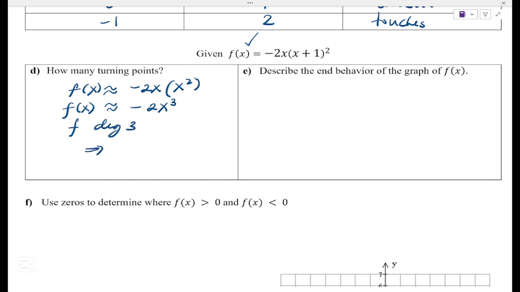So it means the number of turning points is at most n minus 1. At most, subtract 1 from the degree 3, so at most 2. So this is the answer.